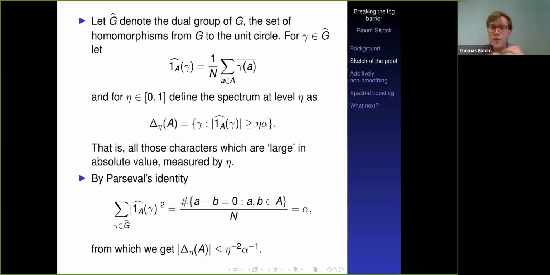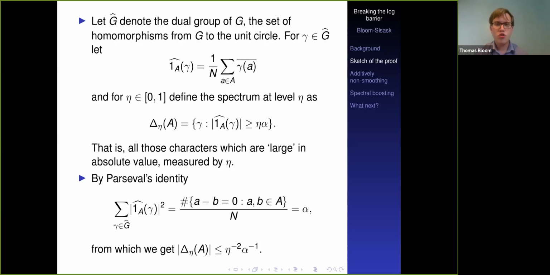And I define the Fourier transform of a set A in the usual way. So in particular, for a fixed character gamma, I take the sum of gamma of a over all little a inside A, and I normalize the sum by the size of the group. Okay, so this is basically an exponential sum over A. When trying to understand the behavior of linear configurations, or the additive behavior of A, the most important factors are going to be those characters where the Fourier transform is large. So those are really the central objects that I care about.